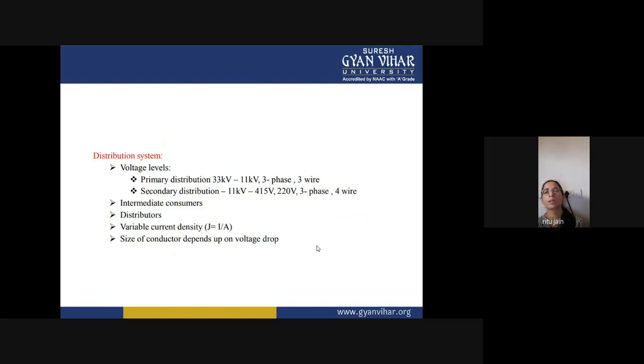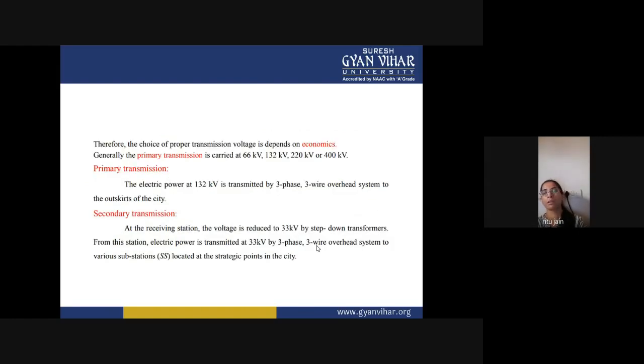Next is your intermediate consumers. And next is your distributors, with variable current density, and the size of conductor depends upon the voltage drop. Therefore the choice of proper transmission voltage depends on economics. Generally the primary transmission is carried at 66 kilovolt, 132 kV, 220 kilovolt or 400 kV.